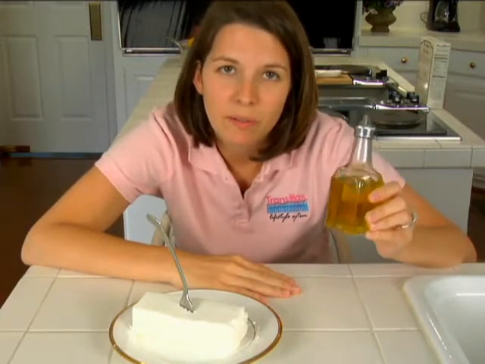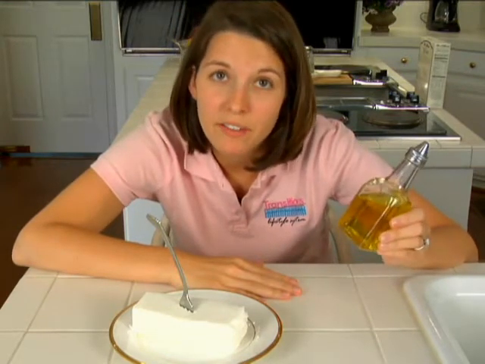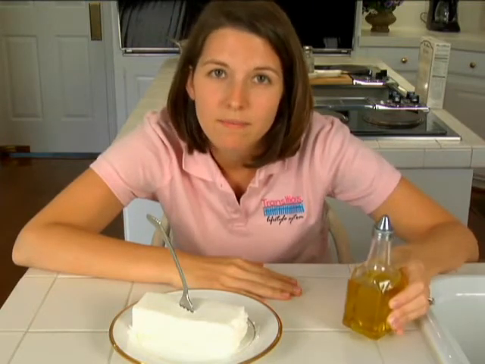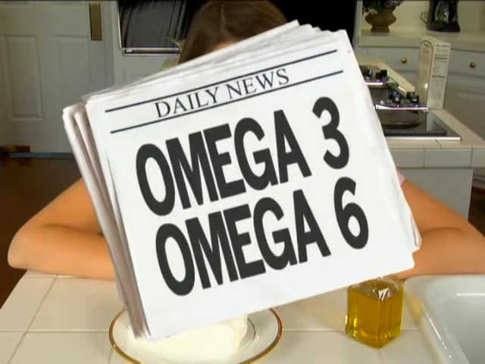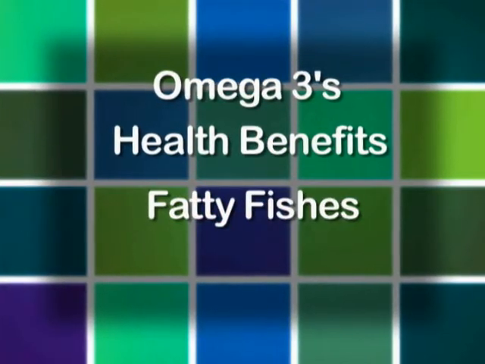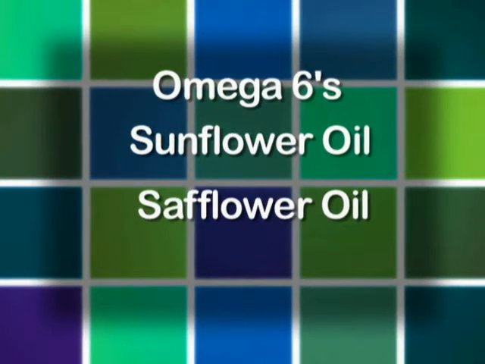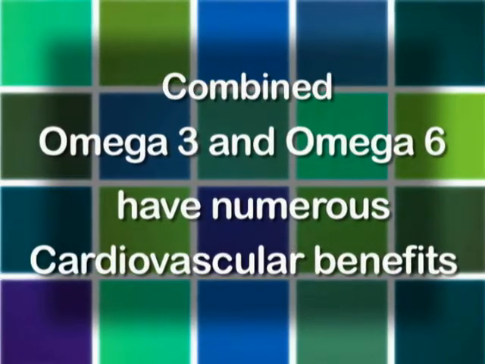Unsaturated fats are liquid at room temperature and make up many structures of the body. One of the most popular unsaturated fats are polyunsaturated fats. Those are found in oily fish, grain products, and soybeans. There are a couple of polyunsaturated fats that are constantly making news headlines. Those are omega-3s and omega-6s. Omega-3s have numerous health benefits and are typically found in those fatty fishes. Omega-6s are typically found in sunflower and safflower oil, and when combined in proper ratios with omega-3s, have numerous cardiovascular benefits.